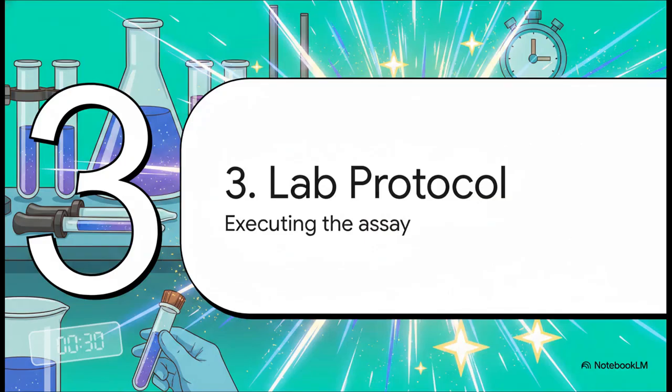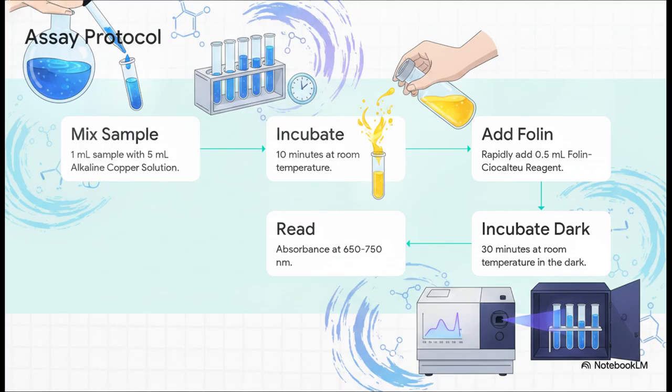All right, section 3, step-by-step lab protocol, executing the physical assay. So, the make-or-break moment is following these steps with absolute unyielding precision. Step 1, we pipette 1 milliliter of our protein sample, or those BSA standards we just talked about, and mix it with 5 milliliters of the alkaline copper solution. Step 2, we wait. Just a 10-minute incubation at room temperature to let that initial Biuret reaction fully finish.